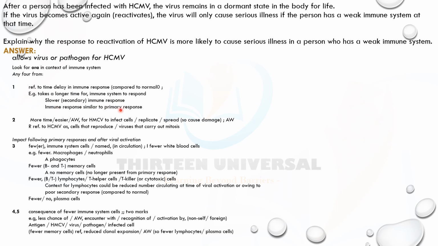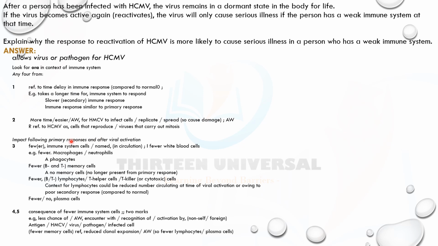The immune response is similar to the primary. The primary takes a longer time to occur because there are fewer cells. Now the secondary immune response is also taking longer, because there are fewer cells. As this is taking longer, the virus is taking advantage. So there is more time for HCMV to infect cells, replicate, and spread to cause damage, as cells that reproduce the virus carry out mitosis.